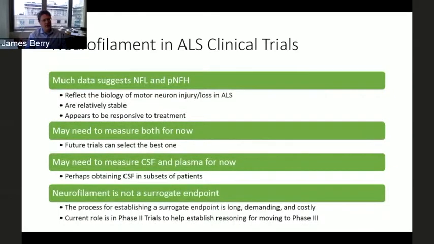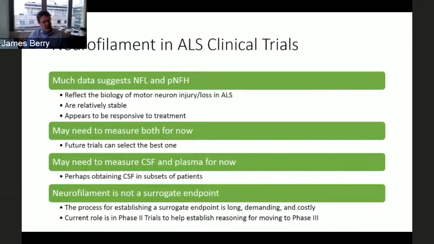So to summarize, much data suggests that neurofilament light and heavy reflect biology of motor neuron injury or loss, are relatively stable over time, and may be responsive to treatment. For now, we might need to measure both as a part of trials, CSF in a select few, plasma in most, and make sure that they pan out right.